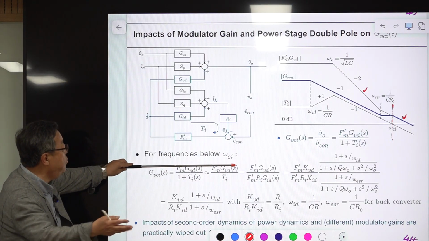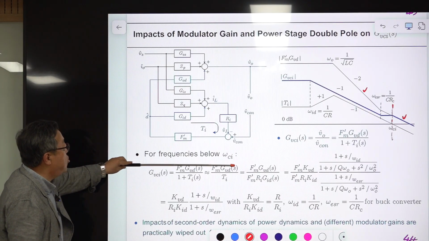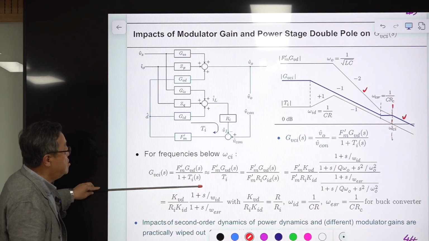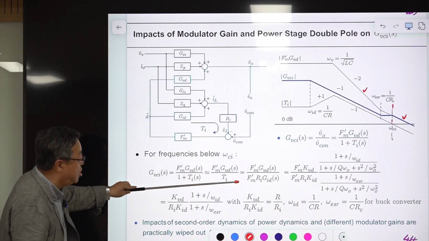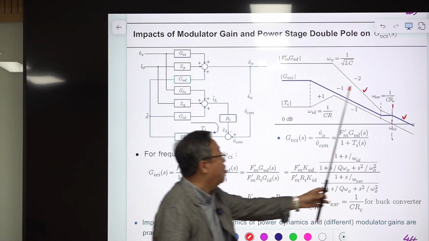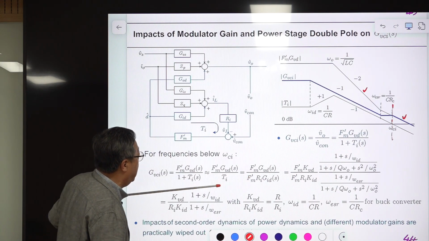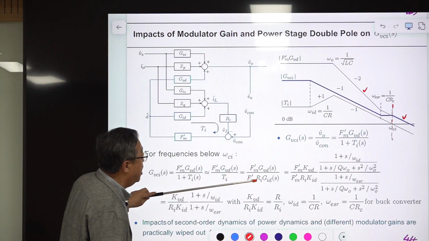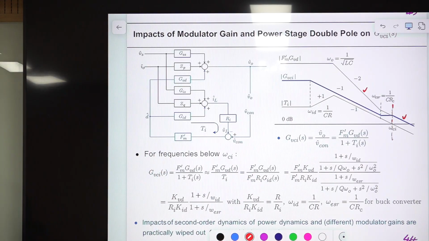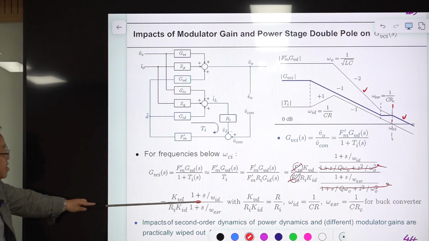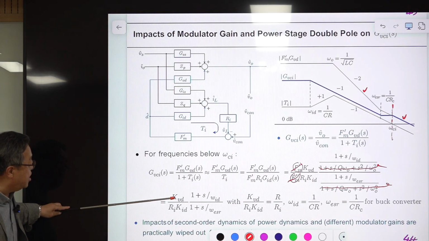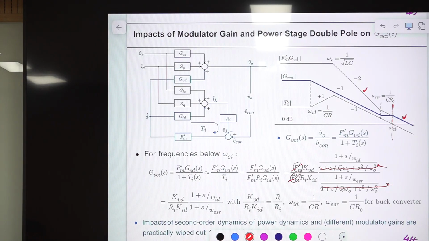Let's do some algebra. So for the frequencies below omega Ci, this is the exact equation, but this is the asymptotic analysis. This is valid up to this point, okay? Then we have this expression, this is Fm, and this is Ti. Ti is this one, and this GVD is here. Then we have a bunch of cancellation. This one cancels with this, and this whole denominator cancels with this, okay? Then we have this, right? Then we have this, and this KVD and the KID, we know this for the buck converter.